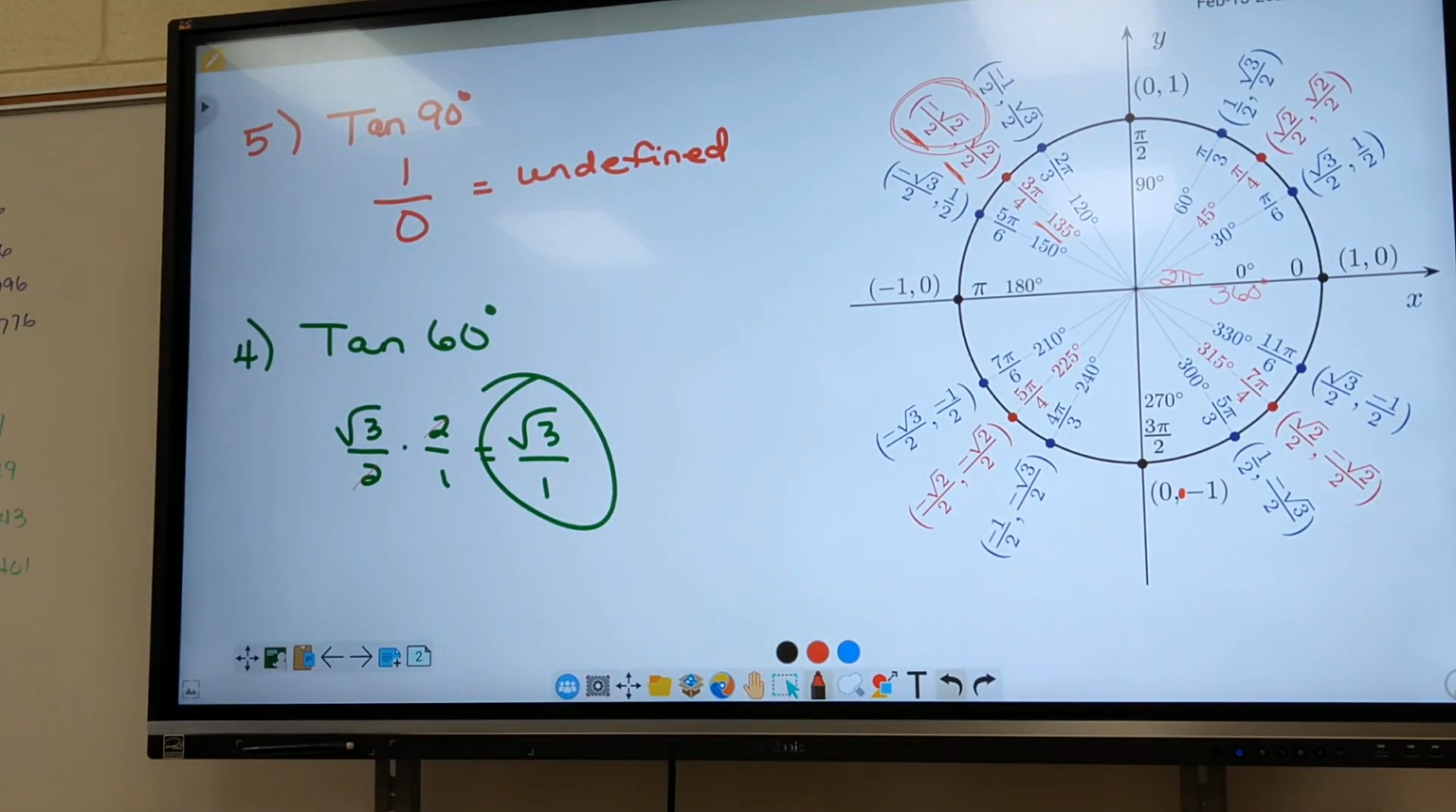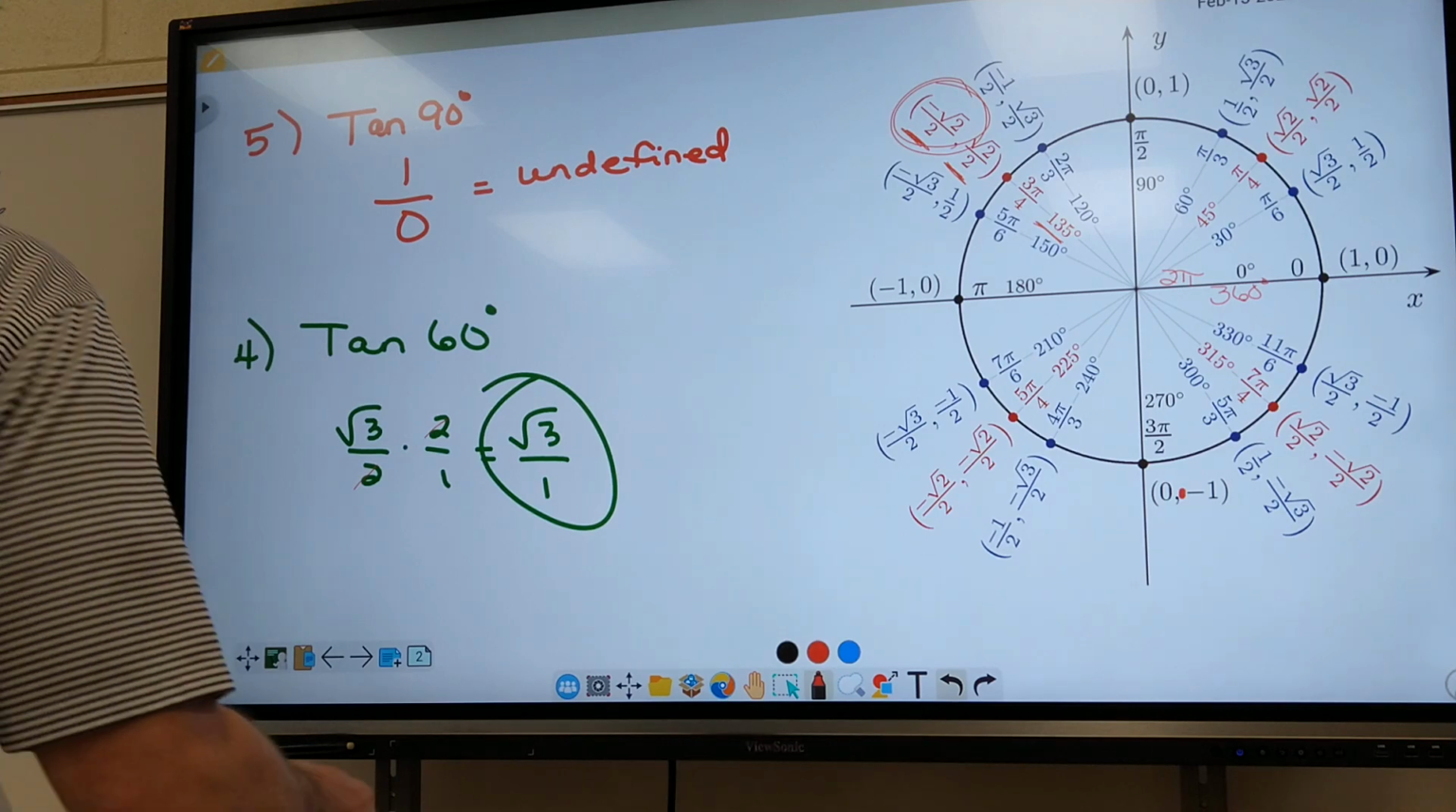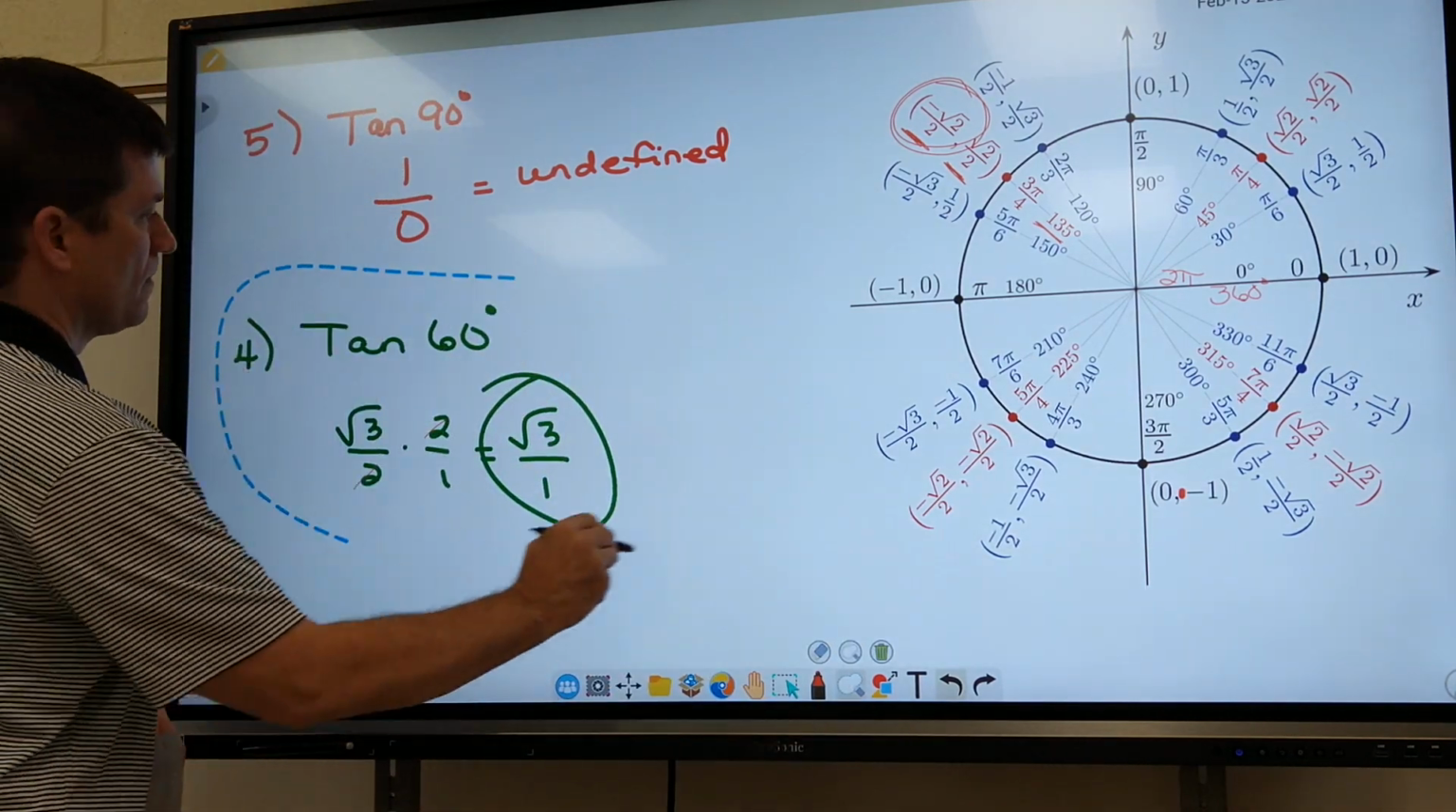If 0 is below the line, it's undefined. I will count it wrong if you write 0, because it's wrong. It's got to be no solution or undefined. When 0 is on top, it's 0. When 0 is on bottom, it's no solution. So you're going to start seeing a lot of those.